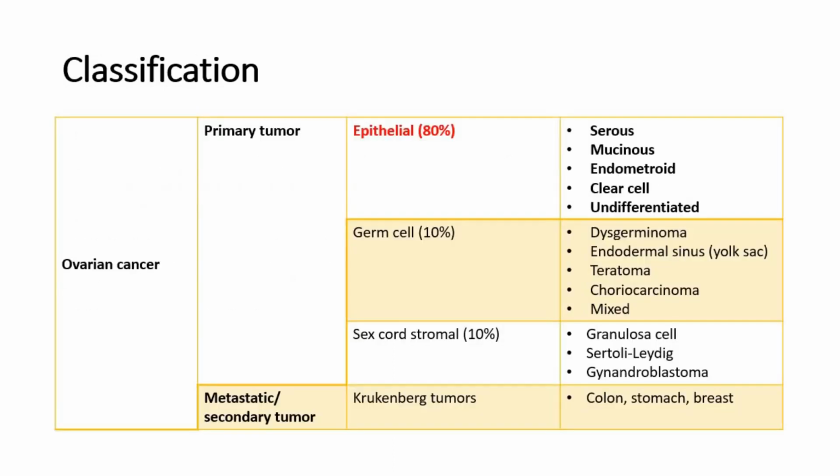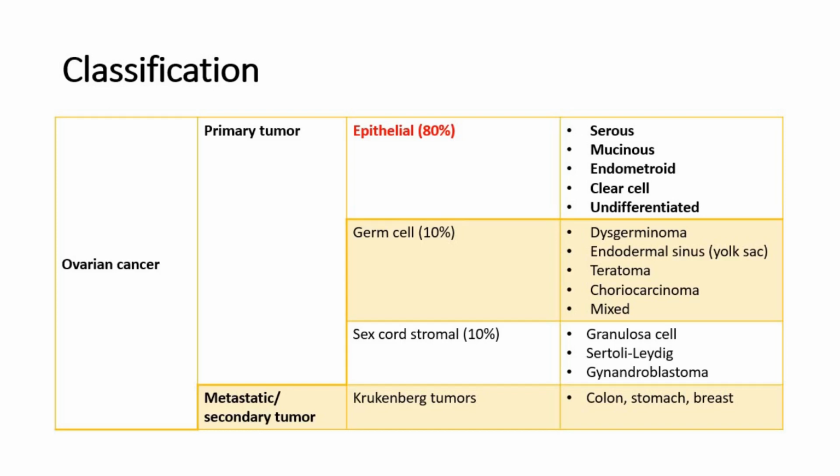This is the classification for malignant ovarian tumor. It can be classified into primary or secondary, which is the metastatic tumor originating from other sites of cancer. For primary tumor, it can be divided into epithelial tumor, which is the most common, consisting of around 80% of the cases, and it can also be germ cell or sex cord stroma tumors, which are less common.